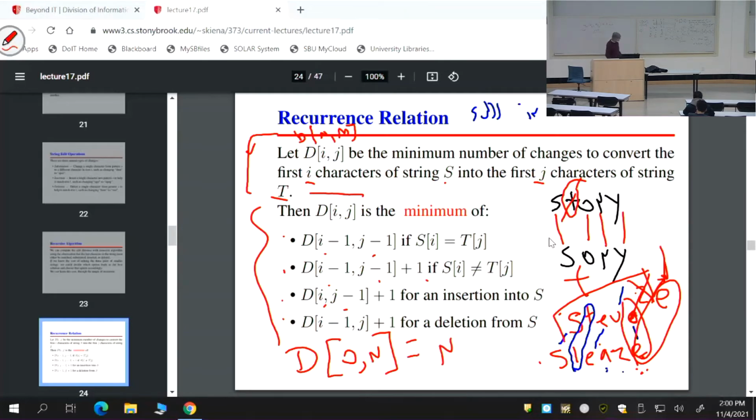What does it take to turn something empty into Skeena? Okay, I've got this empty string. I've got Skeena. What do I got to do? Insert, insert, insert, insert, insert, insert, and now you got it matched, right? Does everybody see we've got a basis case? Is there any other basis case here?